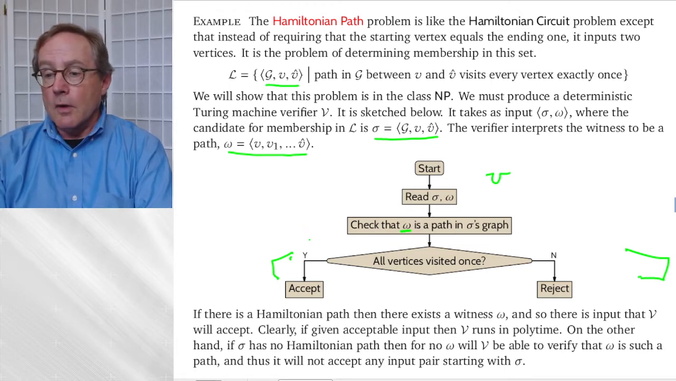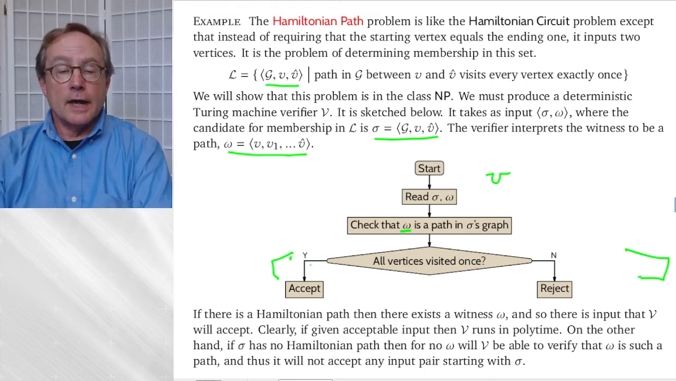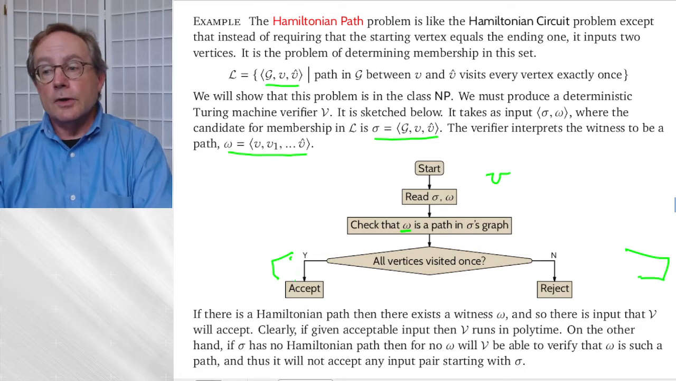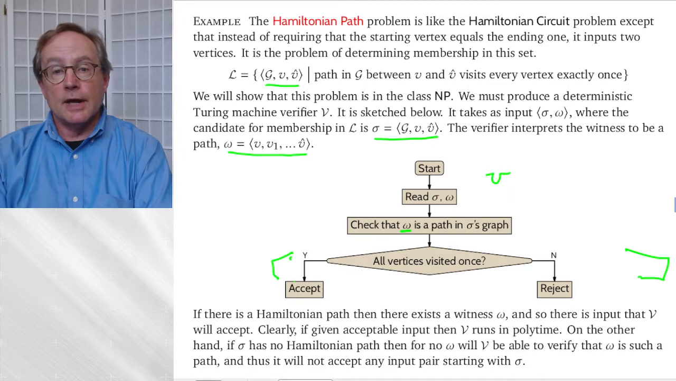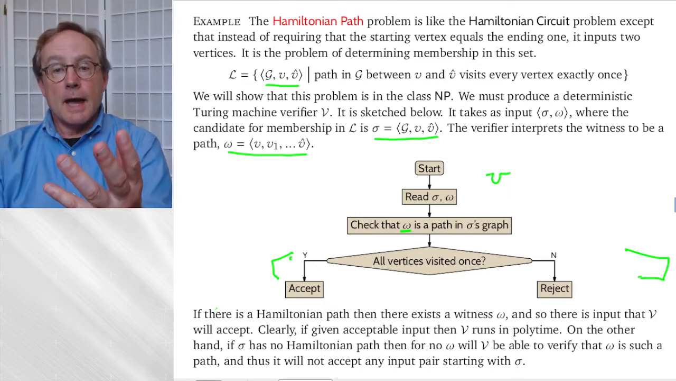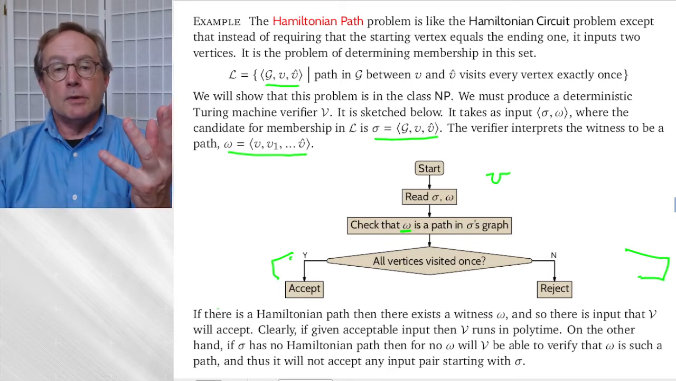On the other hand, if sigma has no such Hamiltonian path, then it doesn't matter what hint I give you. It doesn't matter what the daemon pretends to give you as helpful. It's not helpful. There is no such omega. So there's no way for V to accept. You will always end up on the reject branch no matter what omega you get. Again, this asymmetry. If sigma is such that there is a Hamiltonian path, then there is at least one omega. There's a hint a daemon could give you. There is at least one omega that will end you up on the Y branch. On the other hand, if sigma is not in capital L, then there's no omega that will work. So there's an asymmetry between the one and the all. If sigma is in capital L, then there is at least one omega. If sigma is not in capital L, then there is no omega.